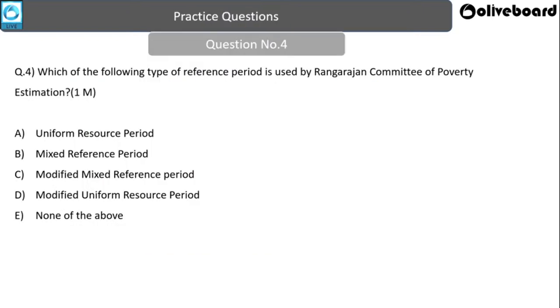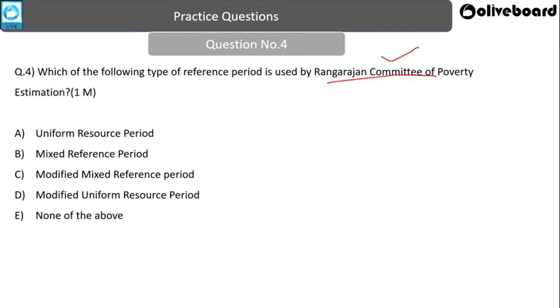Moving forward, which of the following types of reference period is used by the Rangarajan Committee of Poverty Estimation, which is the recent committee with respect to poverty estimation? We have had so many committees which have undertaken poverty estimation in India, and Rangarajan is the latest one. So which is the type of reference period that the Rangarajan Committee uses? A, uniform resource period. B, mixed reference period. C, modified mixed reference period. D, modified uniform reference period. And E, none of the above.